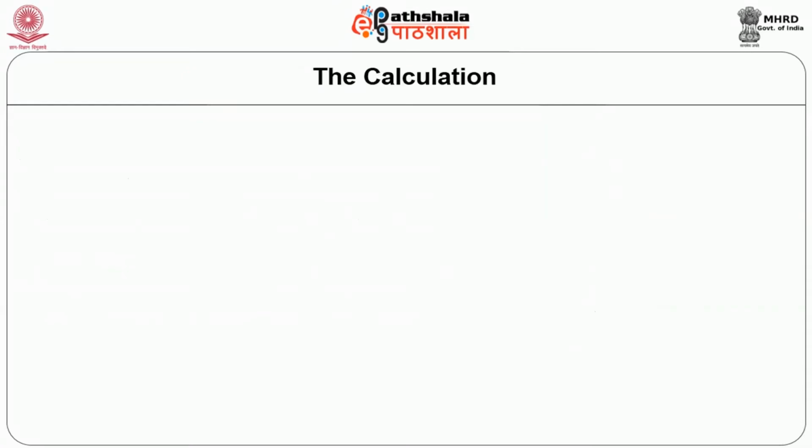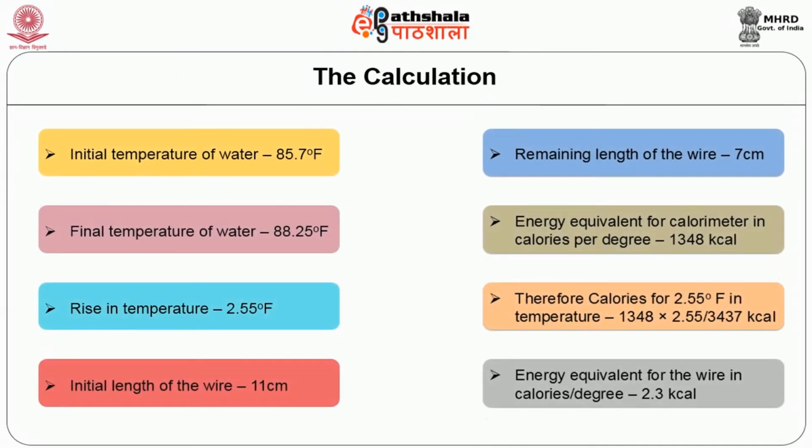The calculation used for it is: initial temperature of water 85.7 degrees Fahrenheit, final temperature of water 88.25 degrees Fahrenheit. The rise in temperature is 2.55 degrees Fahrenheit. The initial length of the wire is 11 centimeters. The remaining length of wire is 7 centimeters. Energy equivalent for the calorimeter in calories per degree is 1348 kilocalories.